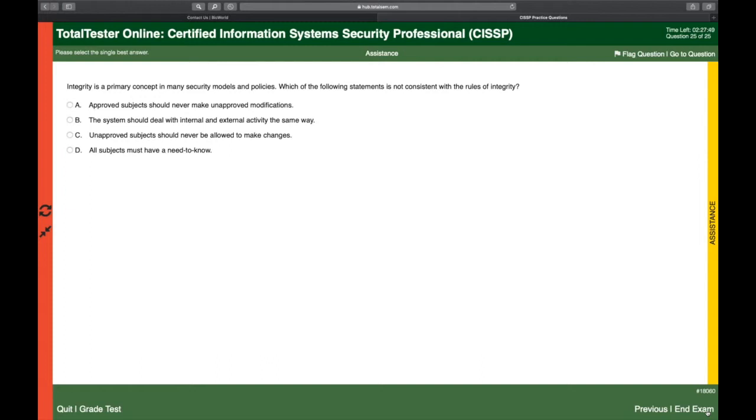So I think that is consistent with the rule of integrity. Bravo: the system should deal with internal and external activity the same way. I don't think that has anything to do with integrity. Charlie, unapproved subjects should never be allowed to make changes. That's consistent with integrity. And then Delta, all subjects must have a need to know. I don't think that really relates to integrity.